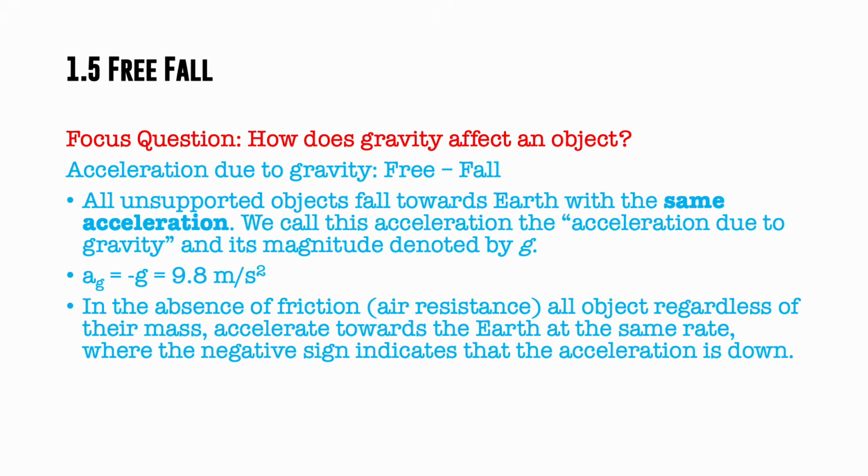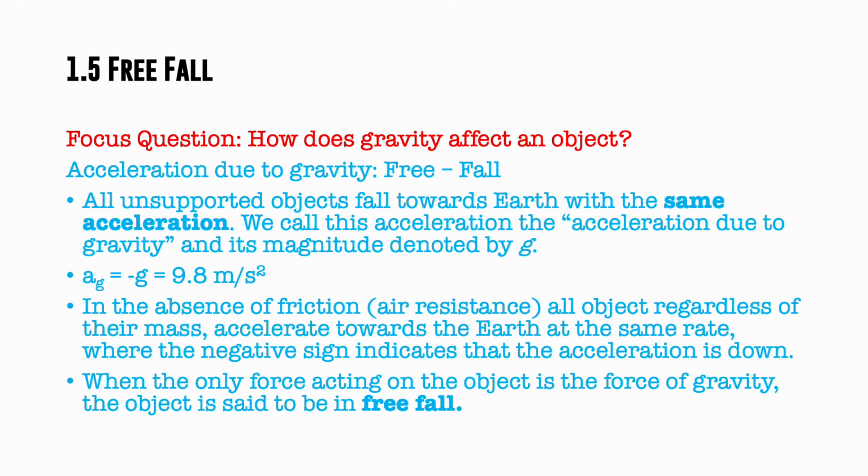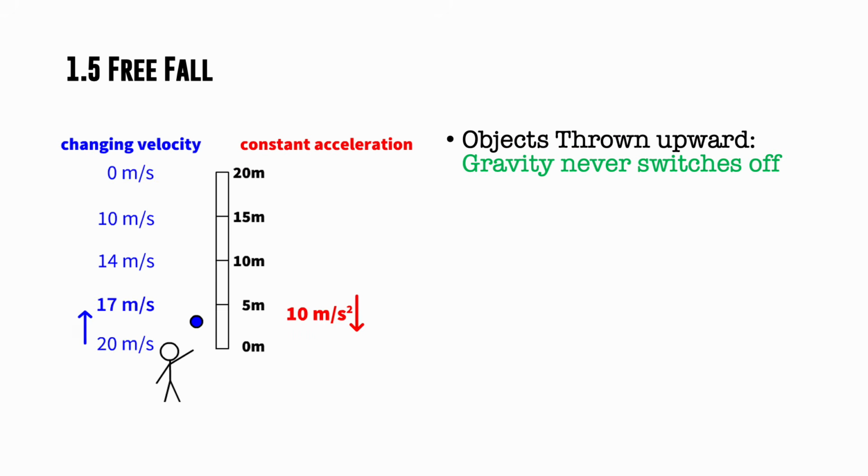So once again, that's talking about that whole penny versus truck thing. And the negative sign indicates that the acceleration is down. So things fall down after you throw them up. That makes sense. And when the only force acting on the object is the force of gravity, the object is said to be in free fall. So when we drop an object, when we throw an object, the only thing touching it after it leaves our hand is gravity. That's free fall.